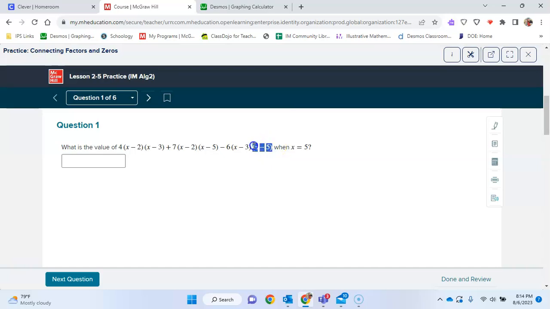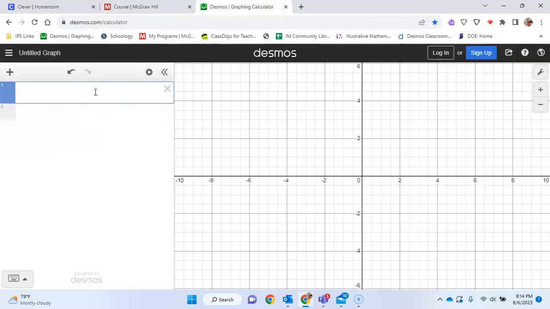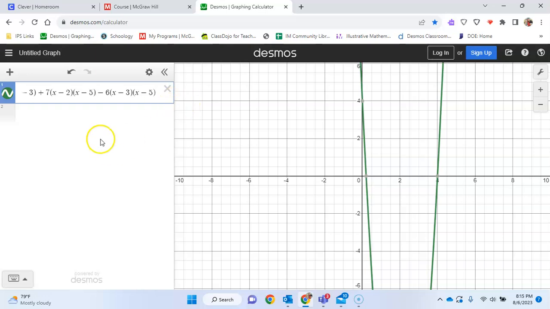to 5? Alright, I'm going to try to copy this equation, Control C, and paste it in the Desmos graphing calculator, Control V. Alright, one way you could solve it is you could replace all the x's with 5.